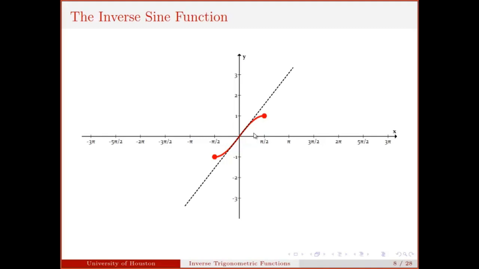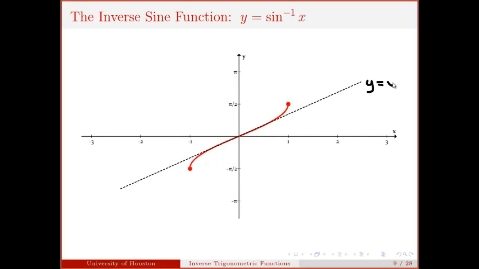To obtain the inverse function graphically, we reflect the restricted sine graph across the line y equals x, which results in the graph of sine inverse. Note that the domain of sine inverse of x corresponds to the range of sine of x, which is the closed interval minus 1 to 1. On the other hand, the range of the inverse sine function corresponds to the restricted domain of the sine function, which was the closed interval minus pi over 2 to pi over 2.